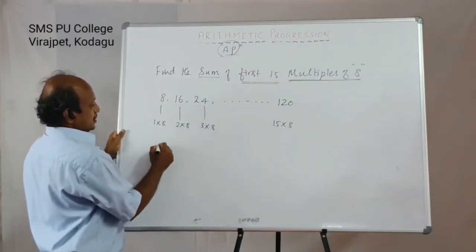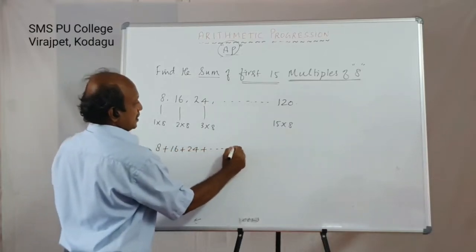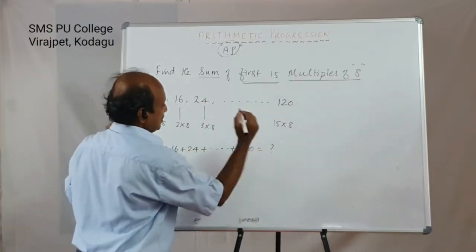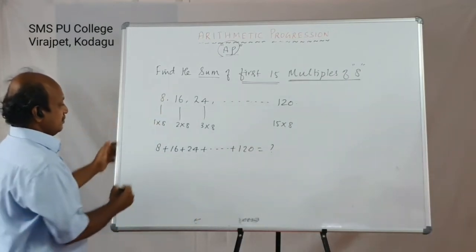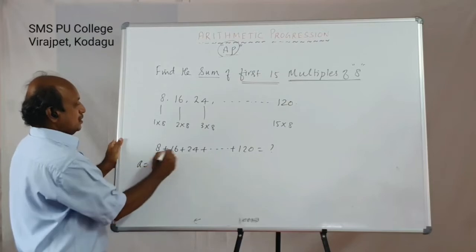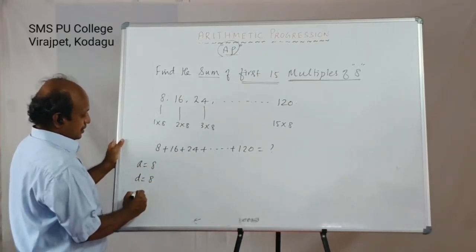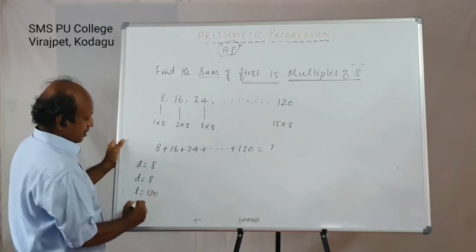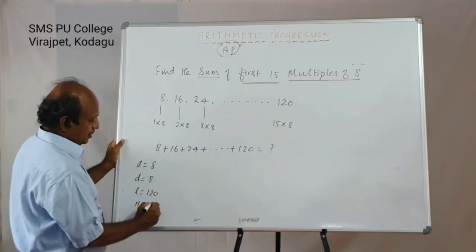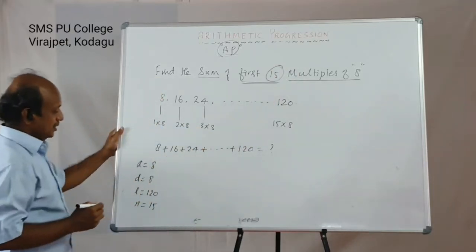What is the sequence now? You have to find 8 plus 16 plus 24 up to 120 is question mark. What is the value of a here? The value of a is 8, or d value is also 8. l value is 120. Of course, n also you know, because n is given directly here.